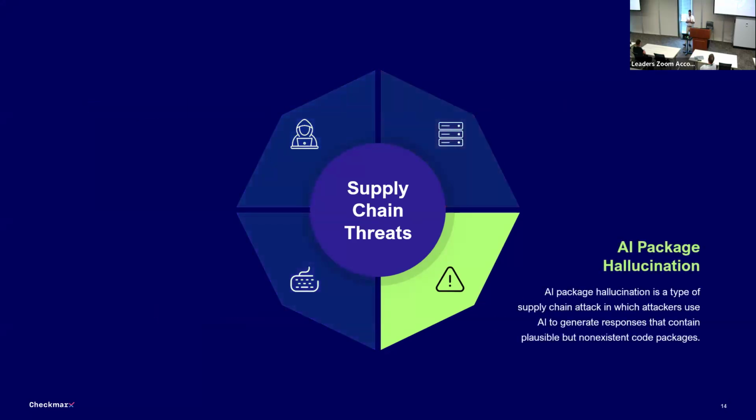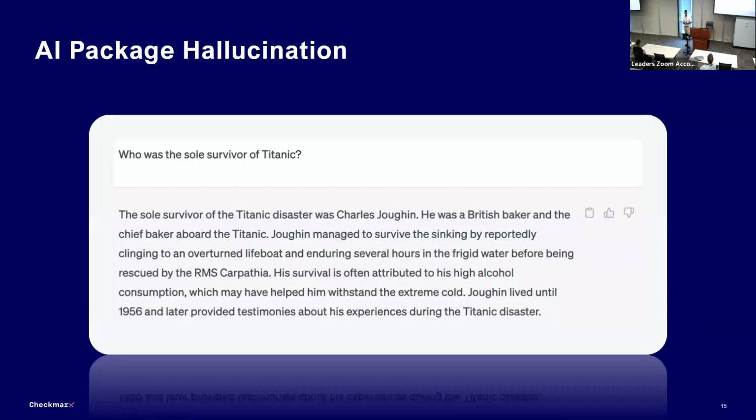Since this one is a hot topic everywhere, we're going to talk about AI package hallucinations first. Simply put, when you ask AI a question and it does not know the answer, it doesn't just say, I don't know. It'll actually just make up things to appear like it's reality, which is fun for some scenarios, and dangerous for the scenario we'll be talking about.